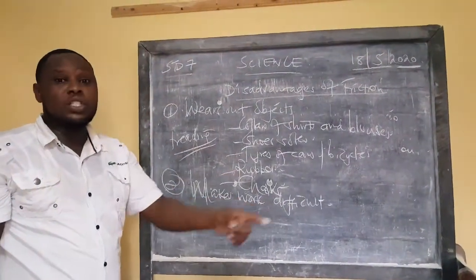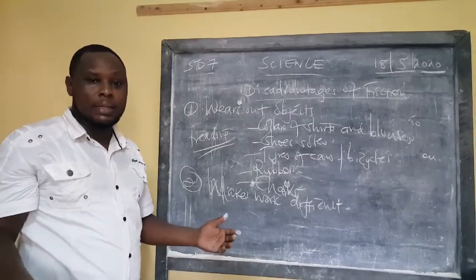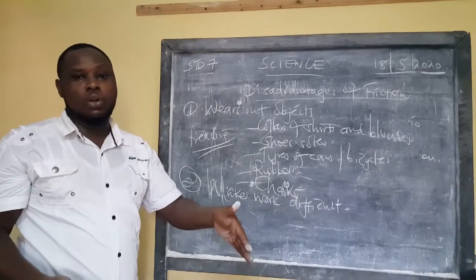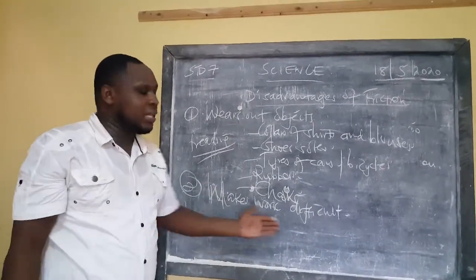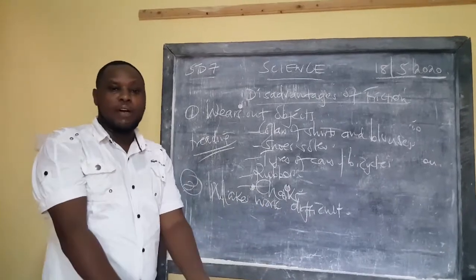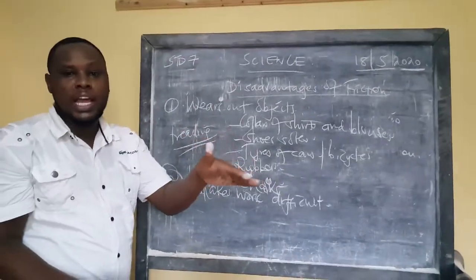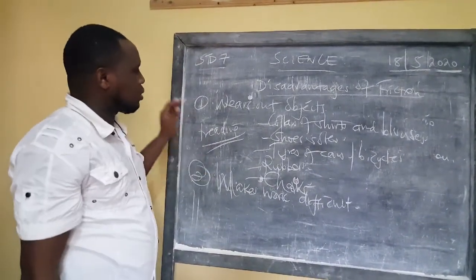You remember that the ground is very rough, so they use a lot of force. You find them sweating a lot because they're using a lot of force to be able to pull that particular log of wood and take it to where it's supposed to be taken. So that is because the work has been made difficult by the rough floor, which is because of friction between the log and the ground. So that is how, Lana, friction makes work difficult.